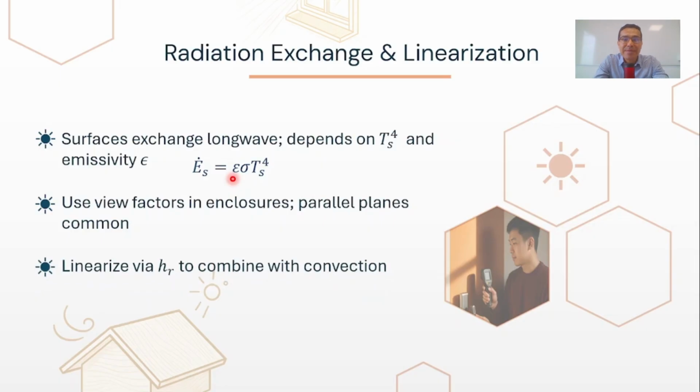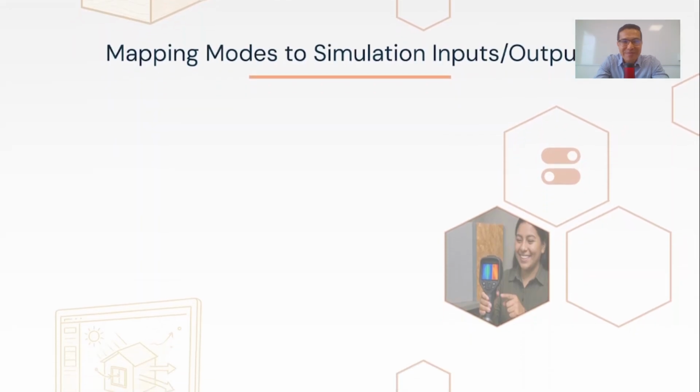To make things simpler, we often use a clever trick called linearization. We can define an effective radiation coefficient, HR, that combines the radiation effects with convection. This lets us lump them together into one easy-to-use number for our calculations. It's a great example of how we simplify complex physics for practical use in building simulation.